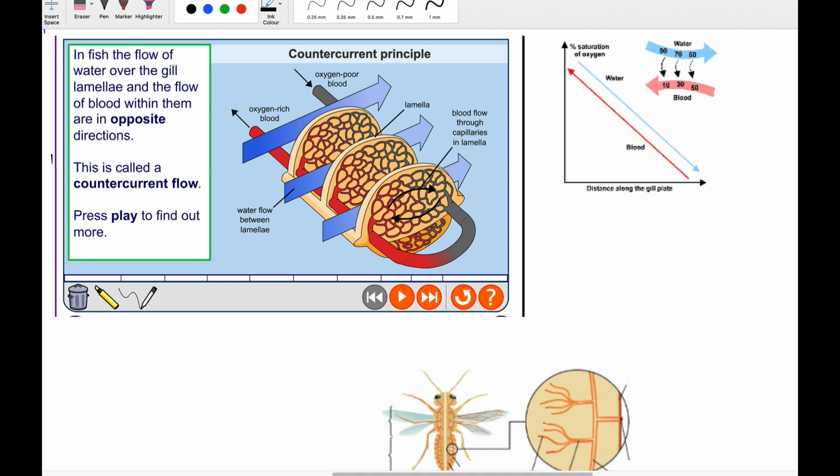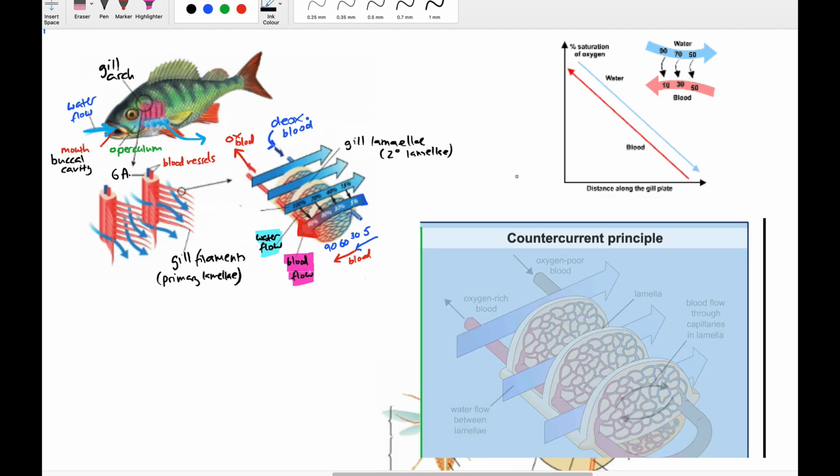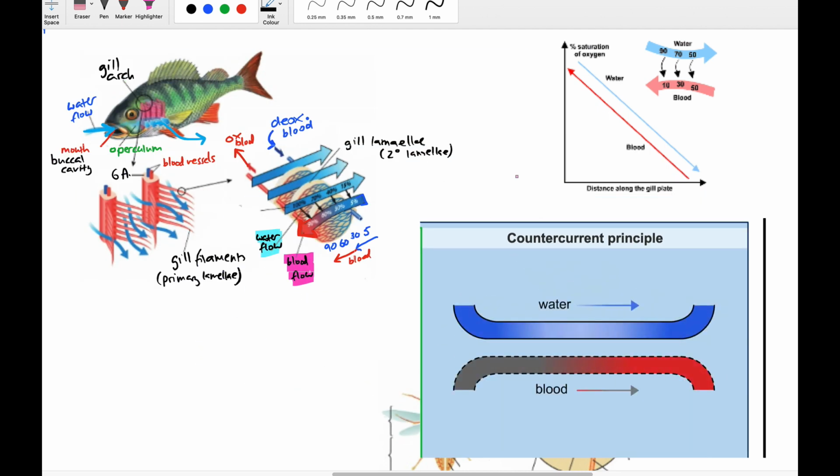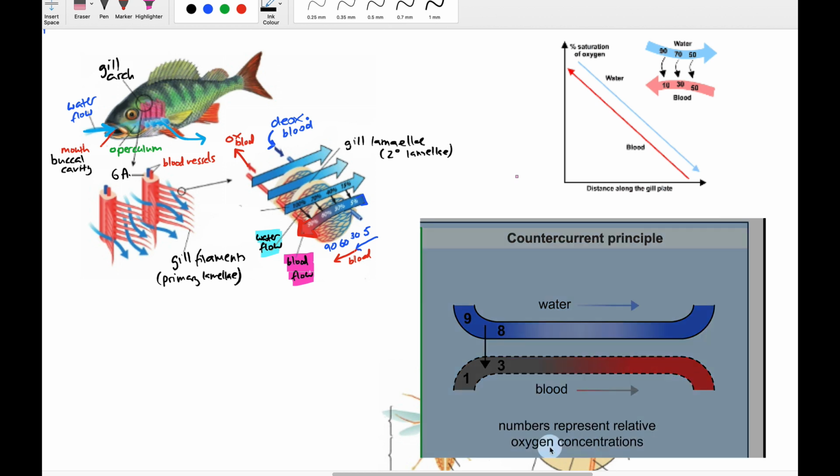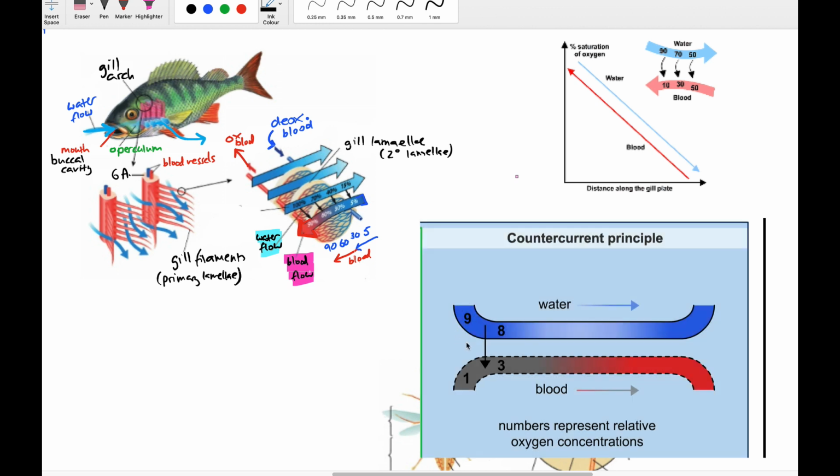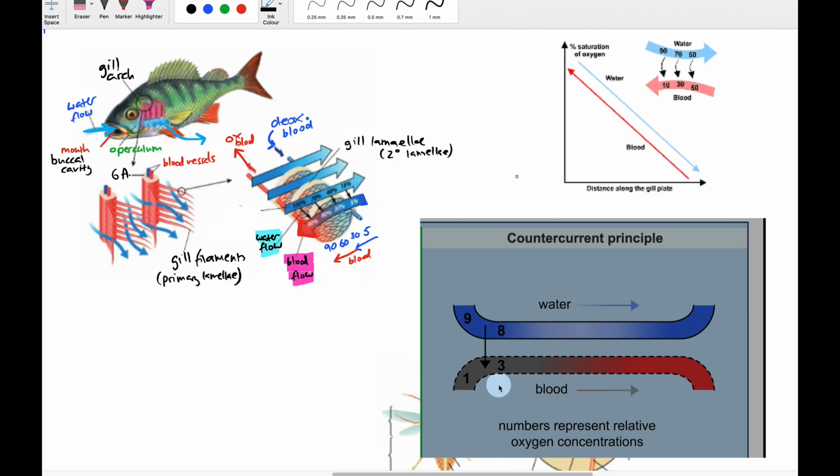So, first of all, let's look at, this is the diagram again. First of all, let's look at what would happen if the water and blood were flowing in the same way, okay? This is not what happens, but it's just to see what it would be like if it was set up this way. So in this diagram, water and blood are flowing the same direction. Okay, so if we run this animation, we start with water carrying sort of 9 milligrams per litre of oxygen. That's actually around about the accurate value. And the blood starts off carrying about 1 milligram per litre of oxygen.